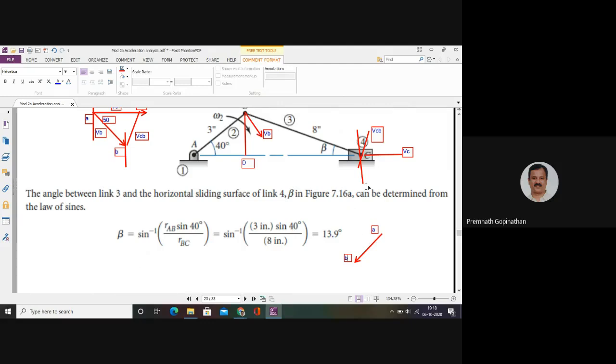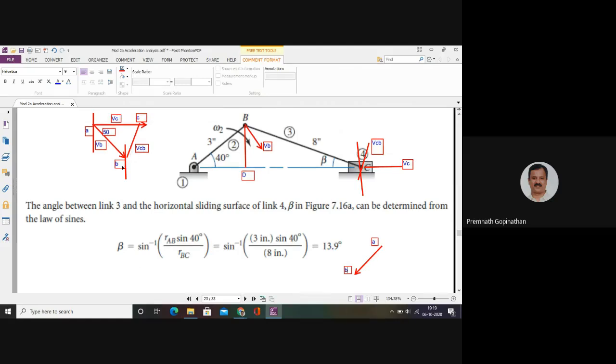So what I'm doing is, we have first the centripetal acceleration of point C with respect to B, as well as the tangential acceleration of point C with respect to B. Both these components will be present, because link 3 will be having both alpha as well as omega. You can already find out what omega is from the velocity polygon.